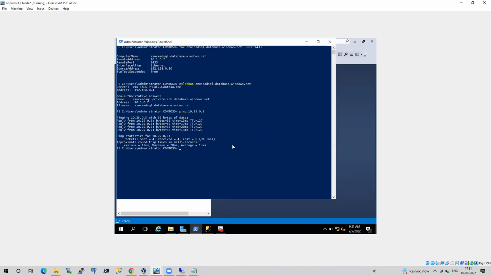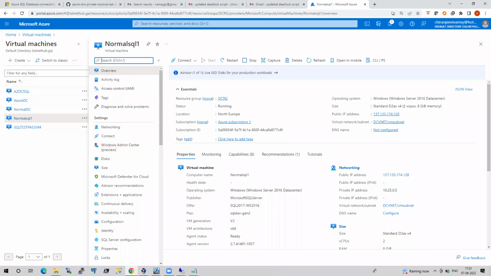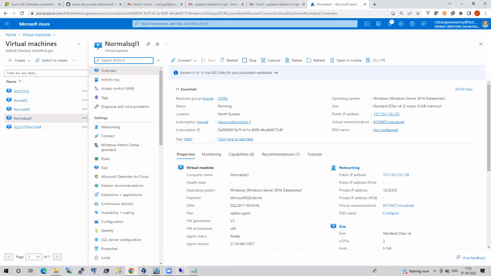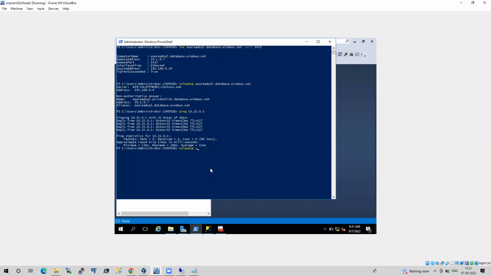If I do NS lookup, the machine name is normal SQL one. Normal SQL one dot SQL training.com. This is the complete fully qualified domain name. If I do this, straight away it says I don't know anything about this, boss. I don't know, because I have not set up the DNS between my DC VNet and on-premises.